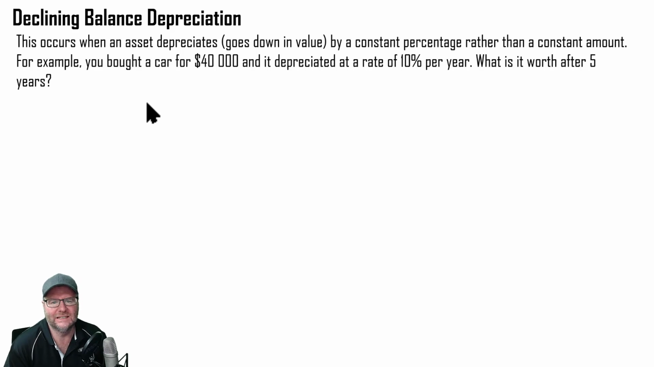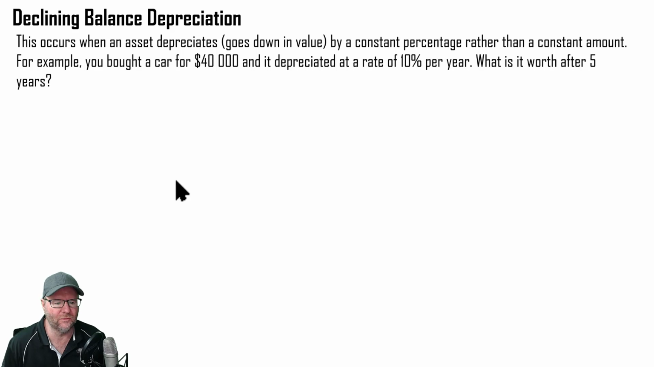Well, hey guys, in the previous video, we introduced this idea of depreciation, where something that you have goes down in value over time. And we looked at the first of two types. The first one was called straight line depreciation, where we just take the same amount of money off every year or every time period. But in this second one, called declining balance depreciation, we're going to take a constant percentage off.